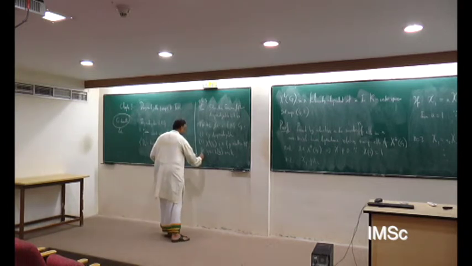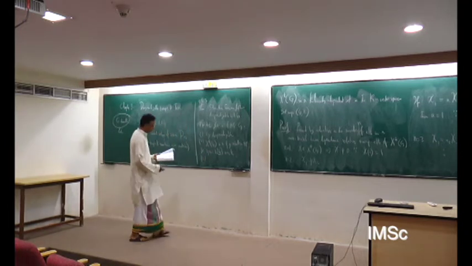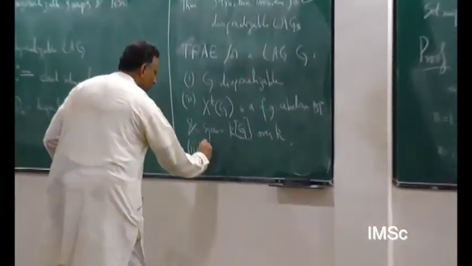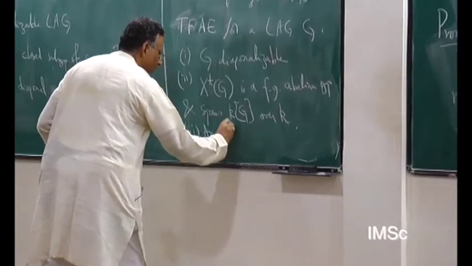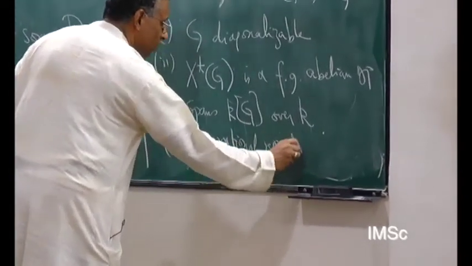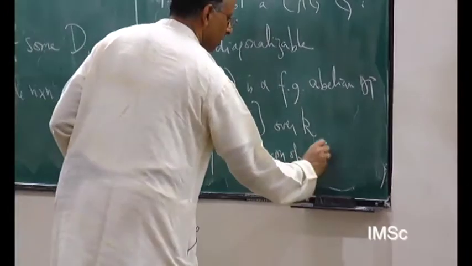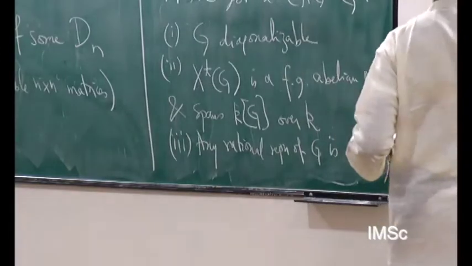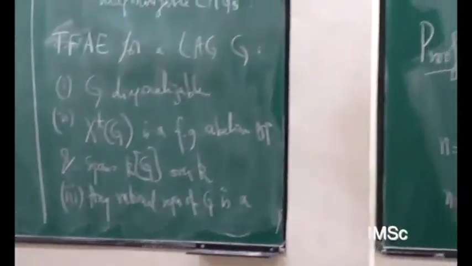3. Any rational representation of G is a direct sum of one-dimensional representations.